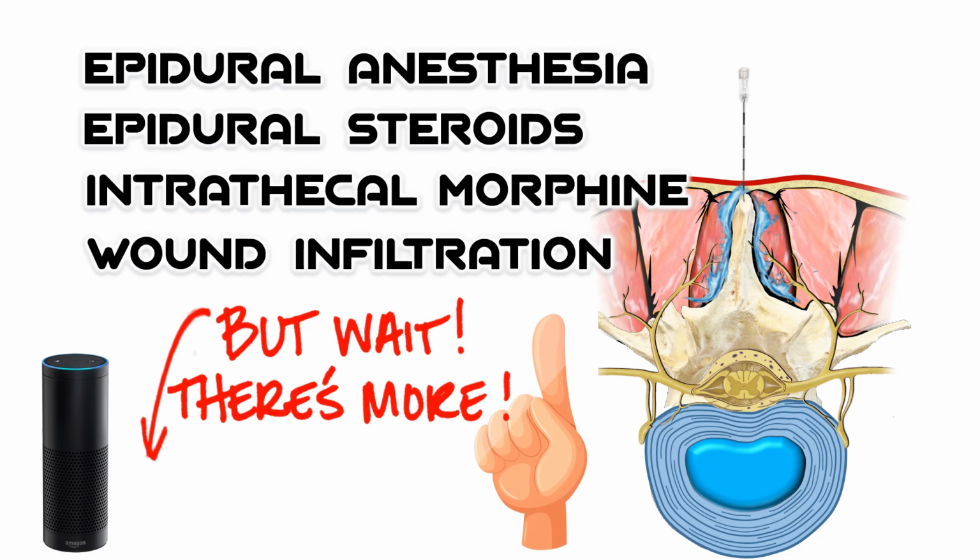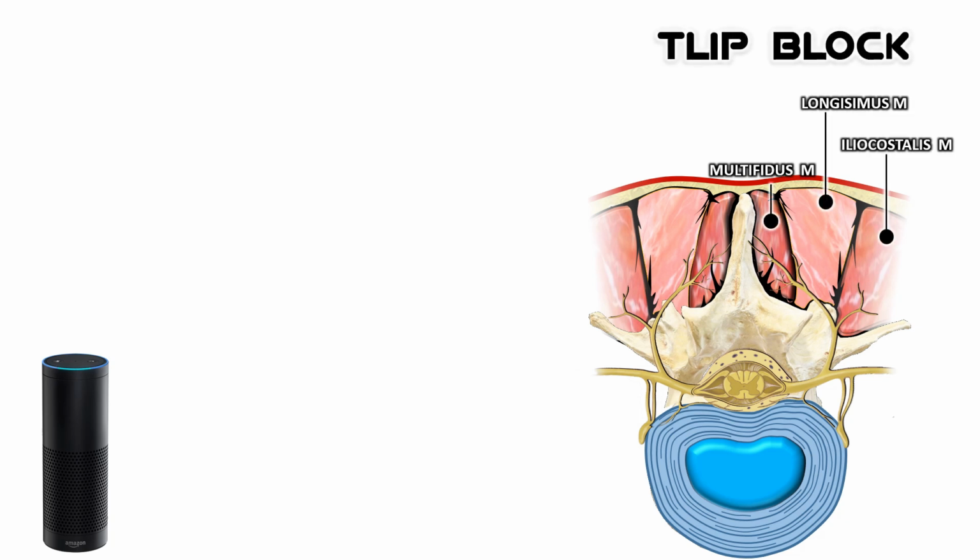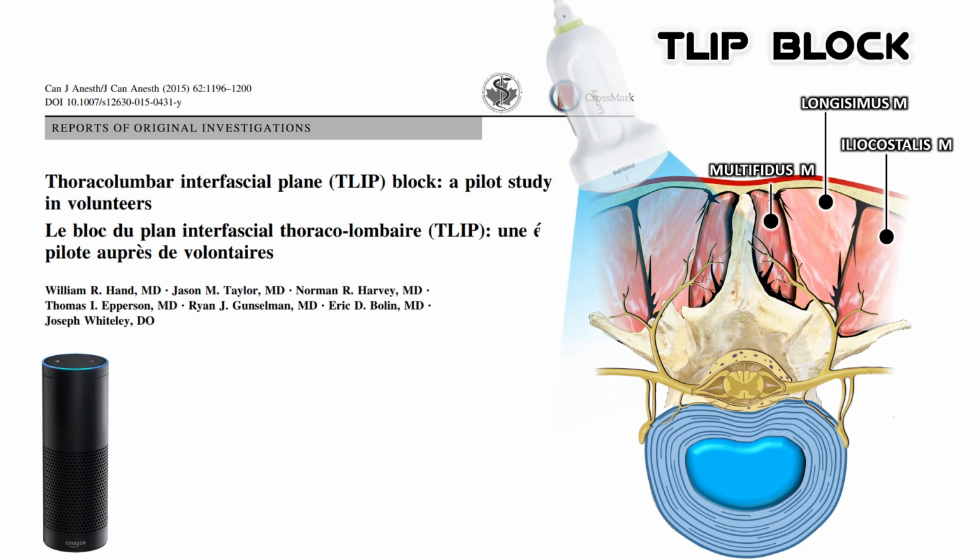Alexa, is there something else we should know about regional anesthesia in spine surgery? In recent years, there has been a growing interest in the application of regional techniques for spine surgery. The thoracolumbar fascia plane block has been the one that raised the most expectations initially, described by William Hand in 2015. It's performed by injecting the local anesthetic between the multifidus and longissimus muscles, or between the last one and the iliocostalis.